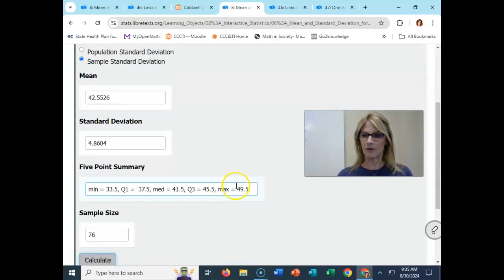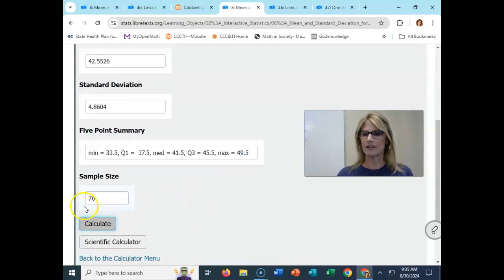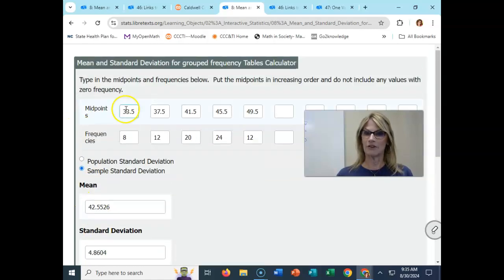Okay. All right. And you'll see that we had 76 people that got speeding tickets. Not just 1, 2, 3, 4. There were just 4 rows. And so this came from a frequency table. And we have made frequency tables. Okay. So that's how we use these calculators.